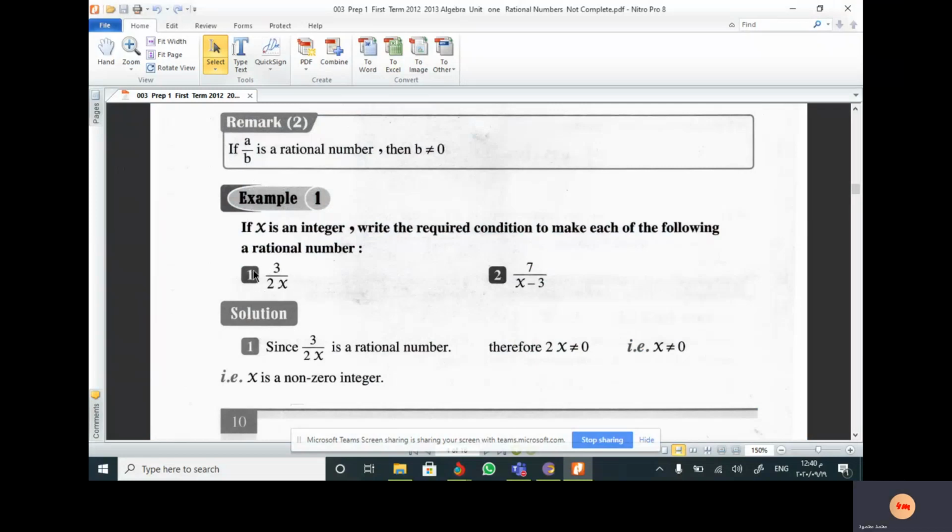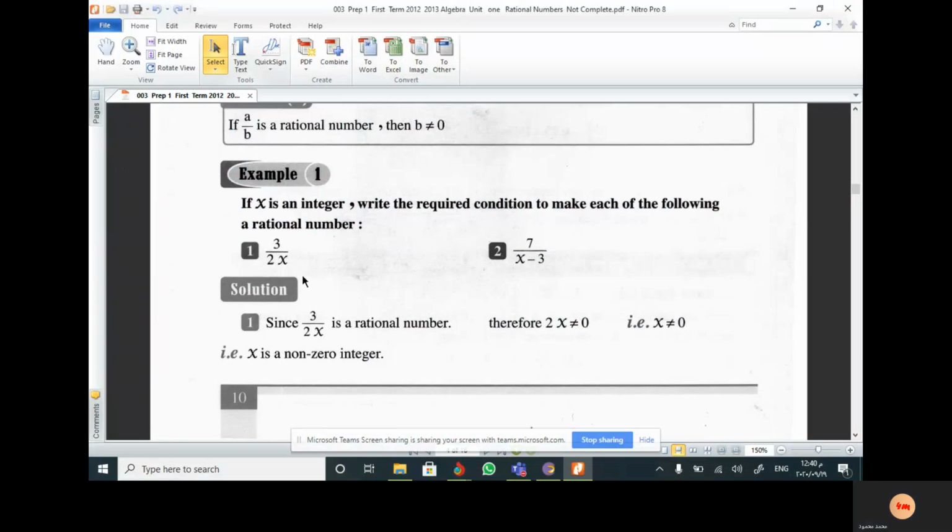3 over 2x. To make it a rational number, in this condition you must put 2x not equal to 0. Note this sign is not equal. 2x not equal to 0, you divide by 2, so you get x not equal to 0. If x equals 0, this expression is not a rational number. Any number except 0 will make it a rational number.